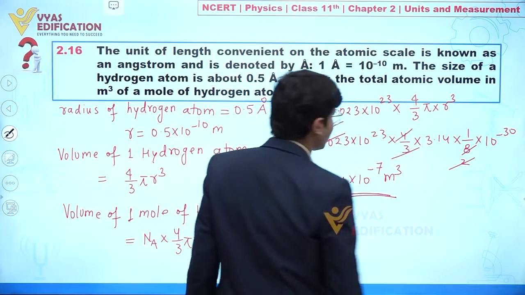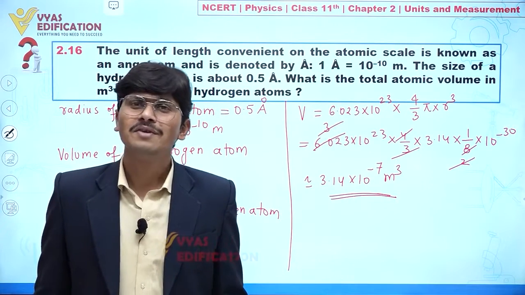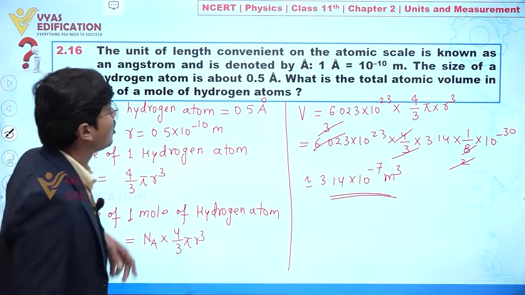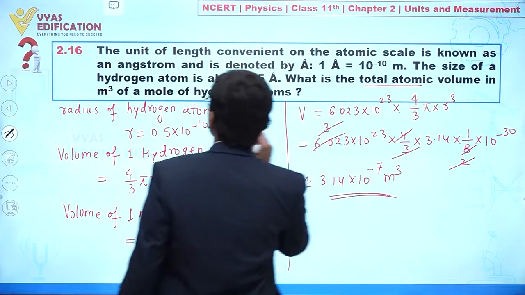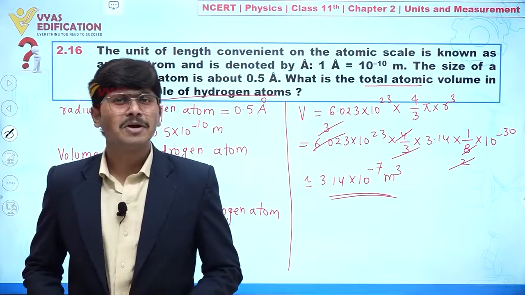So this is the volume of 1 mole of hydrogen atoms. This is the answer for the total atomic volume in meter cube of 1 mole of hydrogen atom. So this is all about this question.